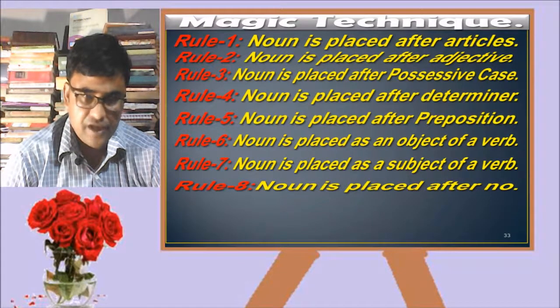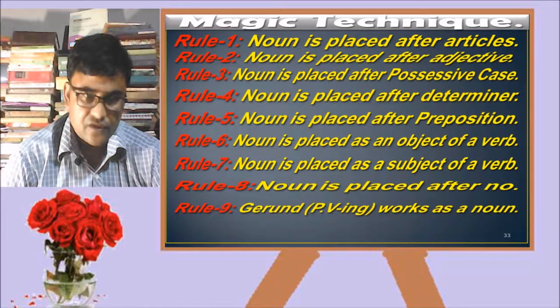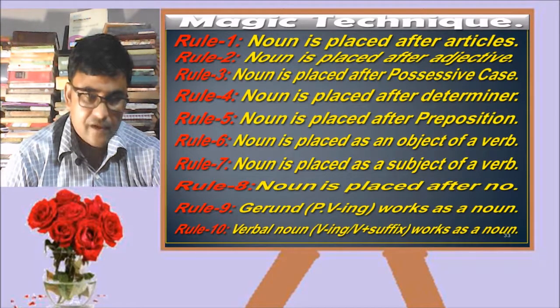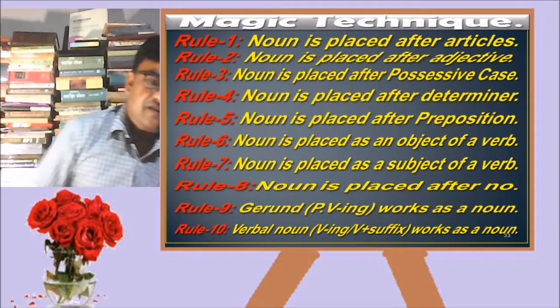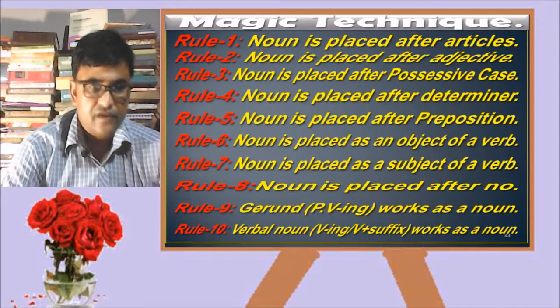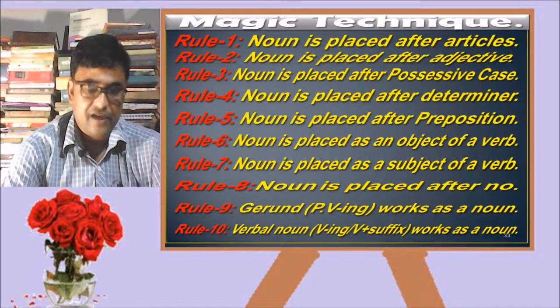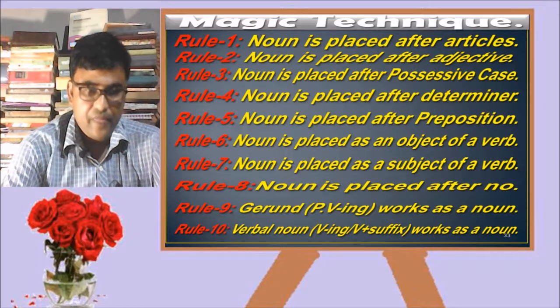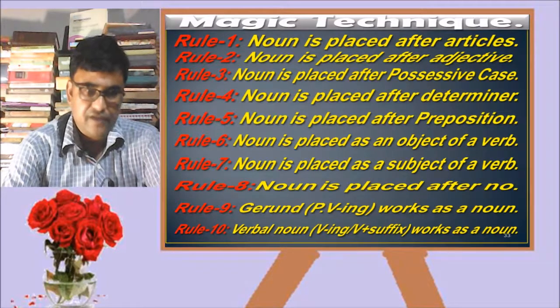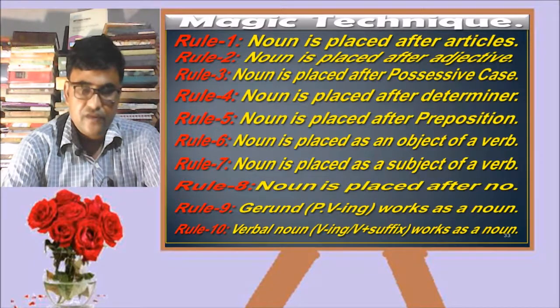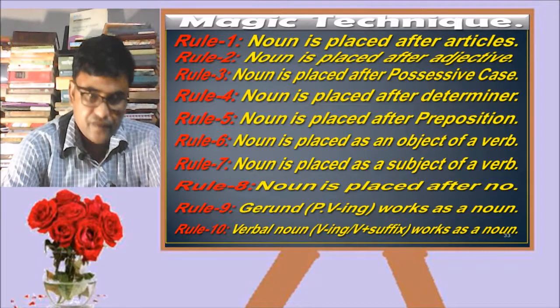Rule 8. Noun is placed after no. Rule 9. Gerund, that is the ing form of a principal verb, works as a noun. Number 10, verbal noun, that is the ing form of a verb with a suffix added to the main verb, works as a noun. And you know that the definition of gerund is, a gerund is a double part of speech, a verb and a noun combined. Okay, and the definition of verbal noun is, a verbal noun is a noun and nothing more. That means a verbal noun is only a noun.